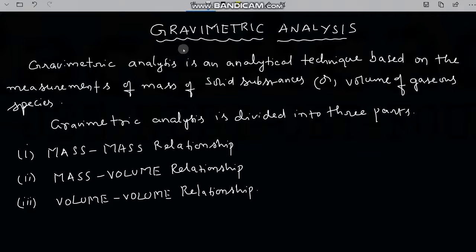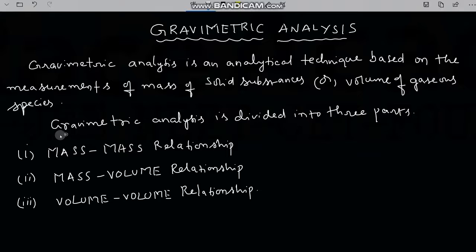My next class is on gravimetric analysis. What is the meaning of gravimetric analysis? Actually, it is an analytical technique based on the measurement of mass of substances or volume of gaseous species.